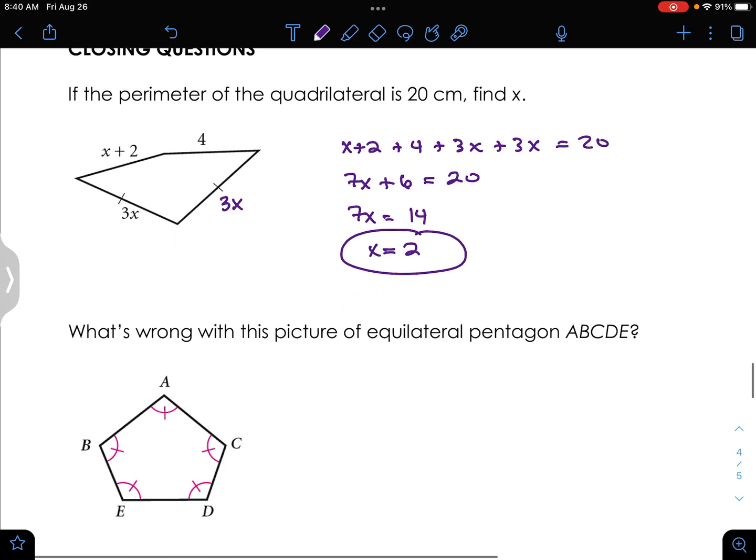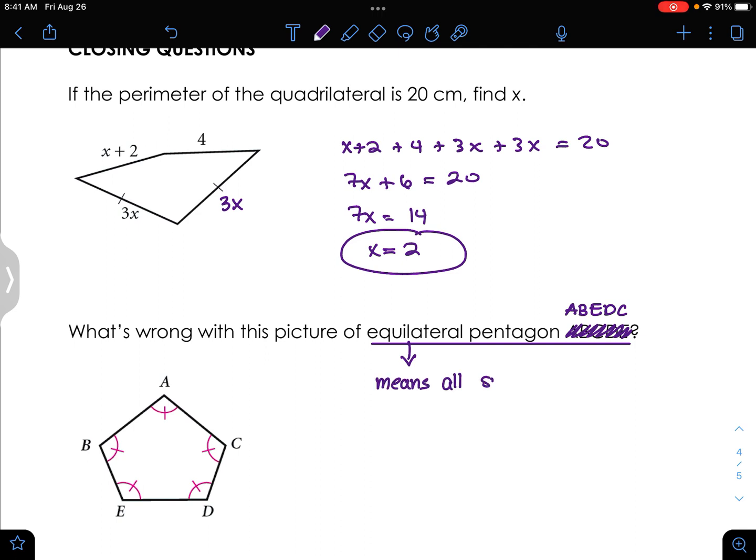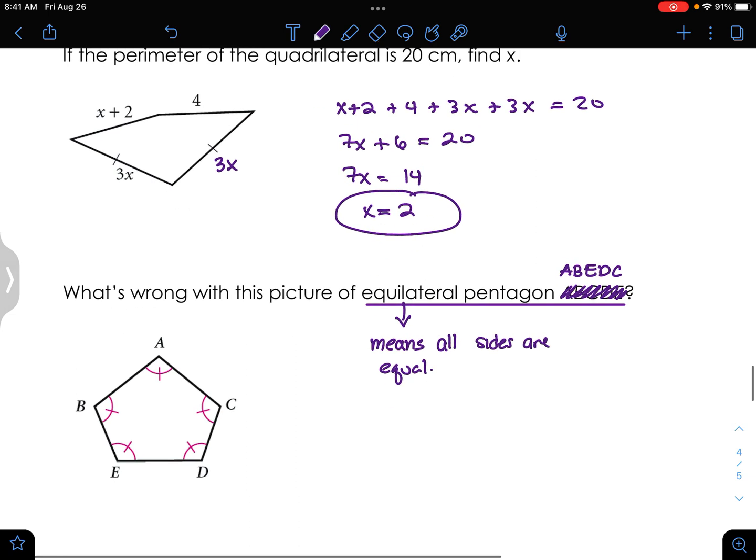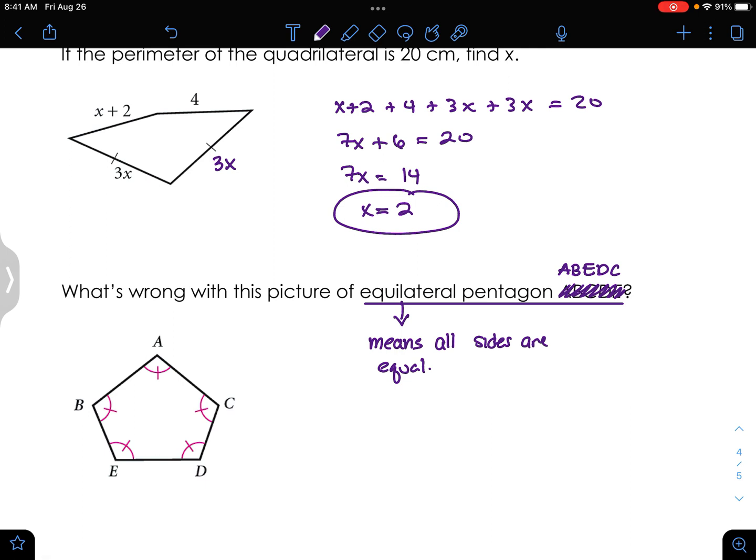If you look at this picture, it says what's wrong with this picture of equilateral pentagon, and then there's a typo here. That should not say A, B, C, D. It should say A, B, E, D, C. And the problem with this picture is that equilateral means all sides are equal. But in the picture, all the angles are equal. So this is actually an equiangular pentagon instead of an equilateral pentagon.